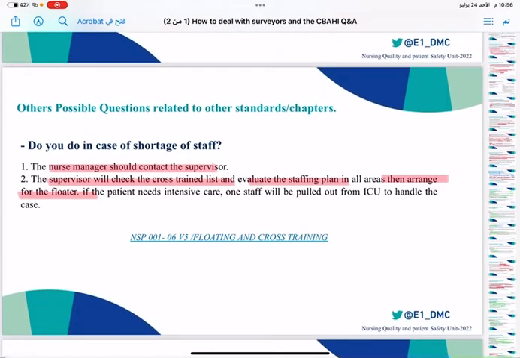There is also another question that they asked: what will you do in case of shortage? In case of shortage, you know that you have to inform the supervisor, and after that the supervisor will check the cross-training list, and then evaluate the staff plan in all areas, then arrange for the floater. If the patients need intensive care, one staff nurse will be pulled out from the ICU to handle that case. Okay.